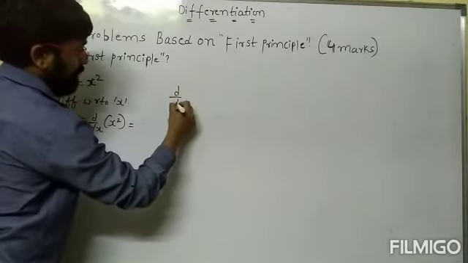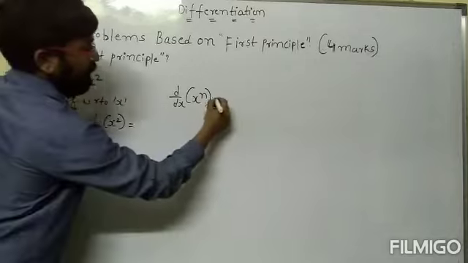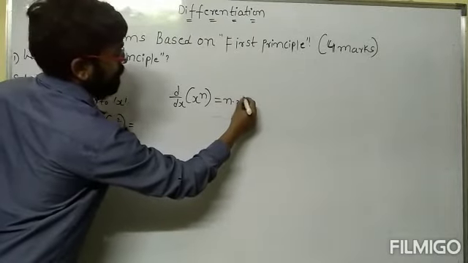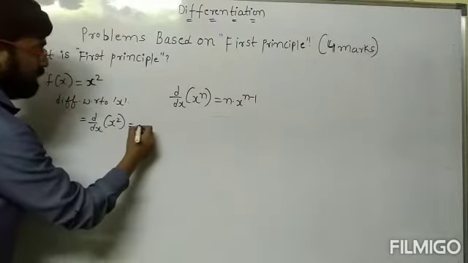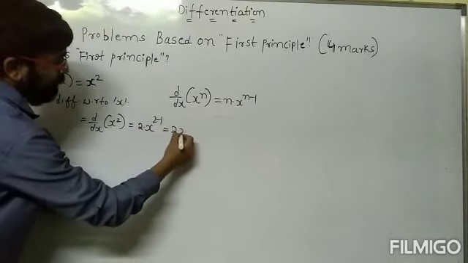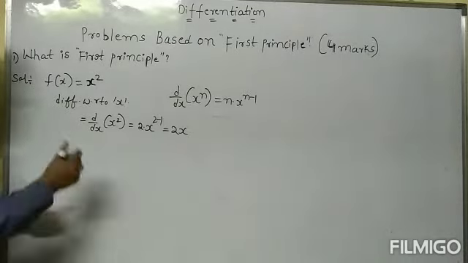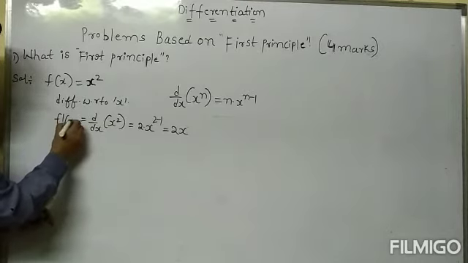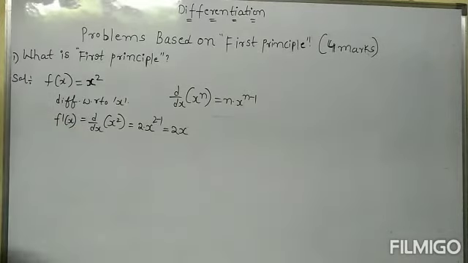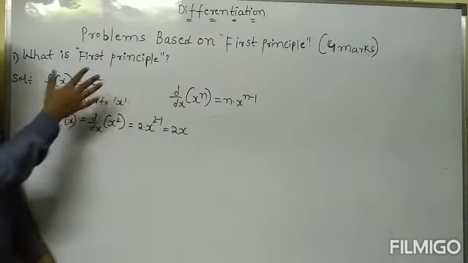So d by dx of x power n formula is n into x power n minus 1. Next, n is 2, so 2 into x power 2 minus 1, nothing but 2 into x. This derivative is nothing but f dash of x. By using first principle, we find the derivative.